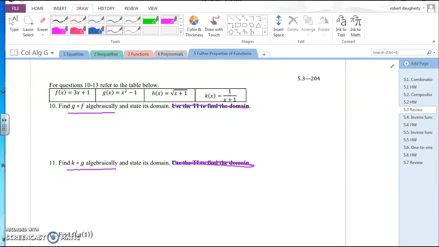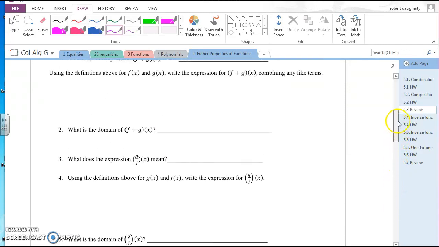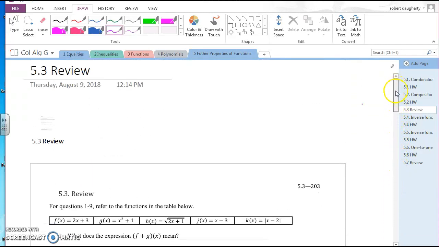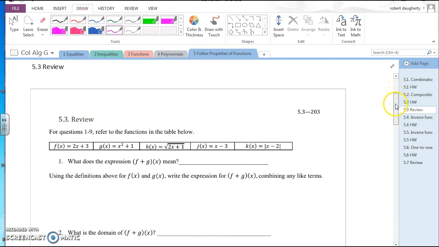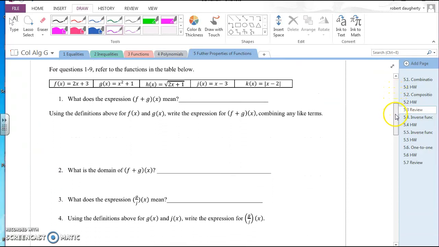Okay, college algebra. We have a couple of reviews that we need to do. So 5.3 and 5.7 are reviews for this section. So let's look at the first example. First one, we're talking about how we combine functions, okay?